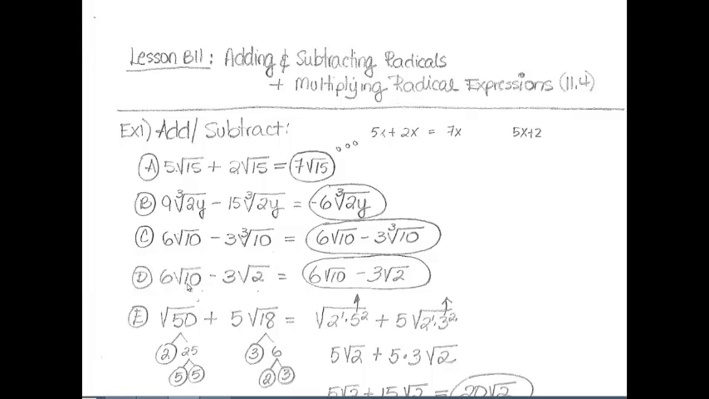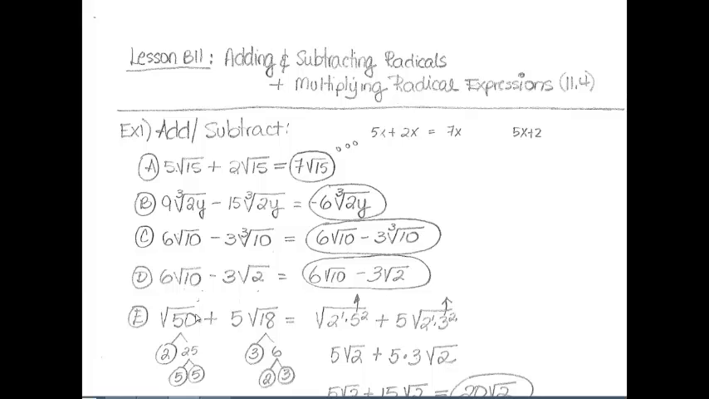Okay. Also here, not only the root that you have to look for, but also the number inside the root. Since this is square root of 10 and this is square root of 2, I cannot combine these two because they have different numbers inside the radical. So that means this stays the same.